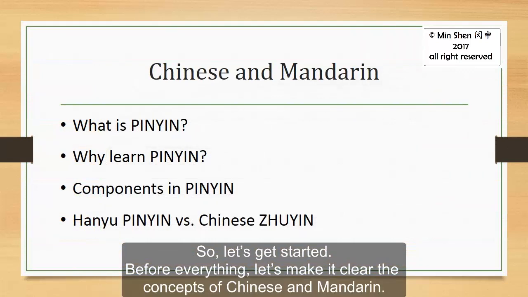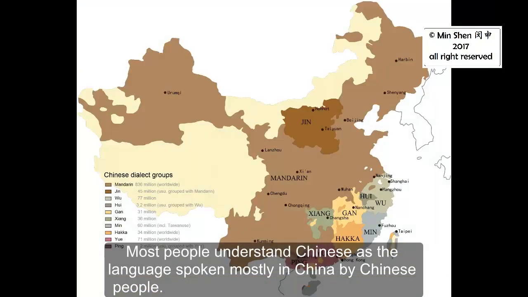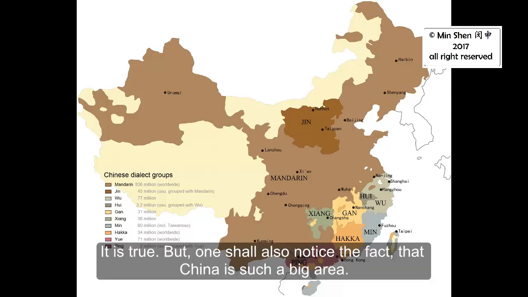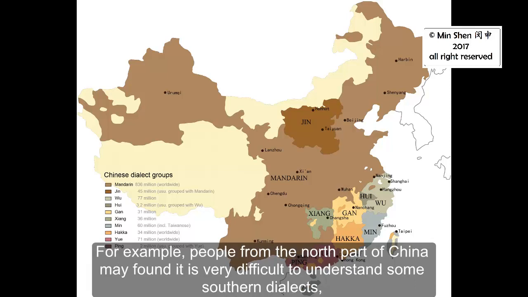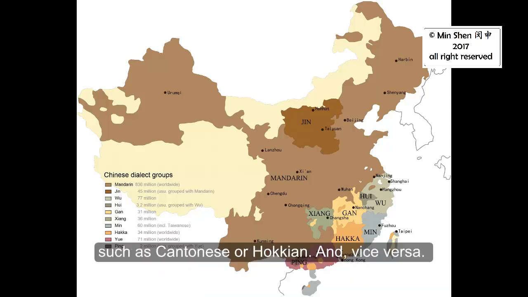Before everything, let's make clear the concepts of Chinese and Mandarin. Most people understand Chinese as the language spoken mostly in China by Chinese people. It is true. But one shall also notice the fact that China is such a big area. There are many dialects spoken, and these dialects in many cases are mutually unintelligible. For example, people from the north part of China may find it very difficult to understand some southern dialects, such as Cantonese or Hokkien, and vice versa.